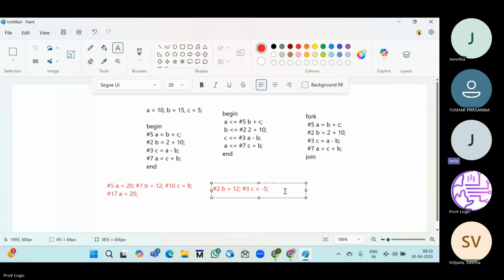At 5 time units, A is equal to B plus C, which is 20. Sorry, A is equal to 20. And at 7 time units, A is B plus B, 20.